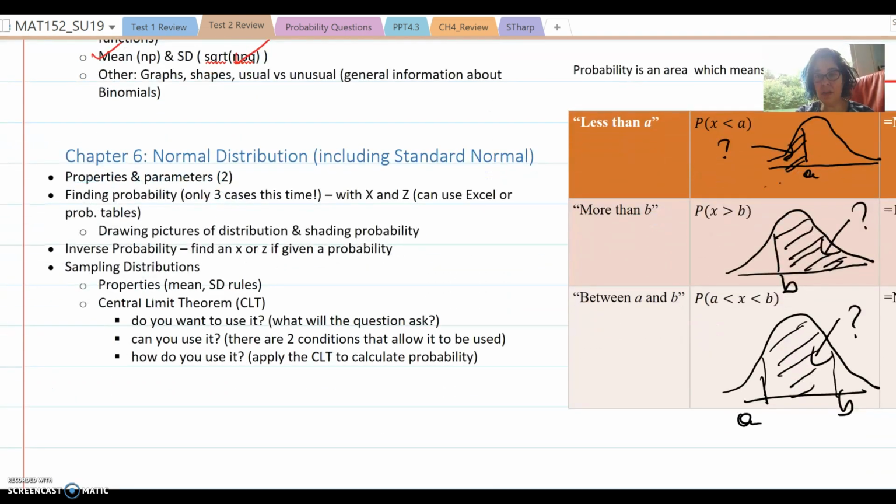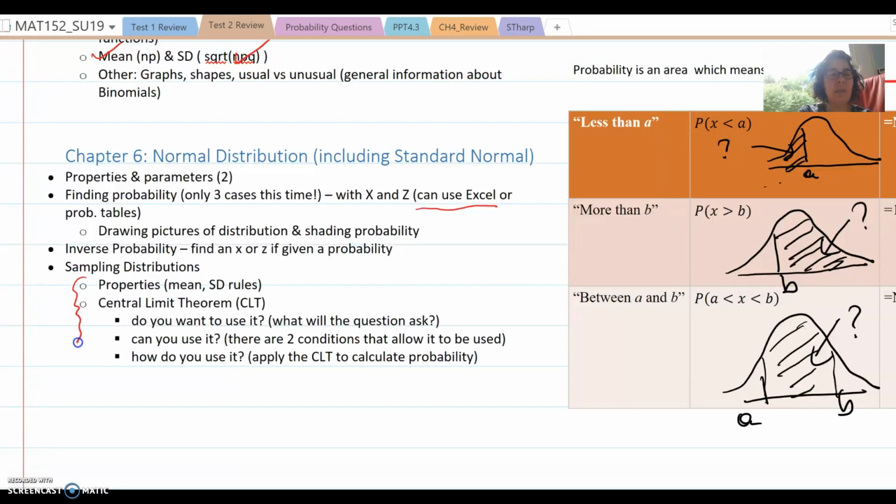Now, chapter 6 is about normal distribution. So, properties and parameters. What are the normal distribution properties? What are the parameters of the distribution, mean and standard deviation? Finding the probability, and we're going to use Excel, not the tables. That's important. That's an archaic way. We're not doing it. And we should also be able to identify the inverse probability.